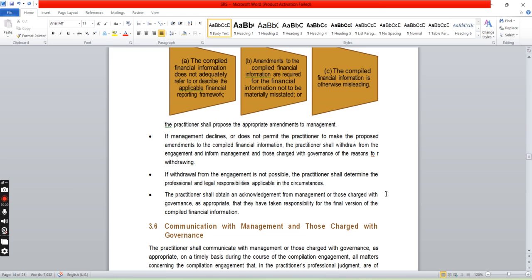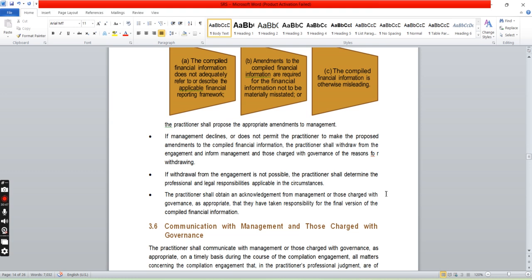If management declines or does not permit the practitioner to make the proposed amendment to the compiled financial information, the practitioner need to withdraw kar lo from the engagement and inform the management and TCWG of the reason for withdrawing. If withdrawal from the engagement is not possible, the practitioner shall determine what will be the professional and legal responsibilities applicable in the circumstances.